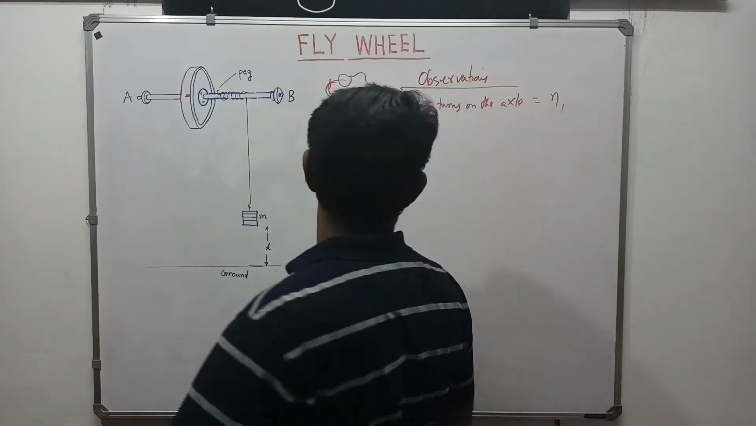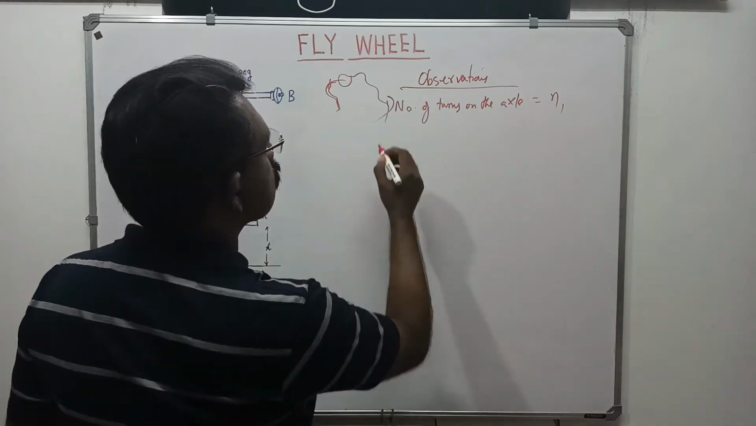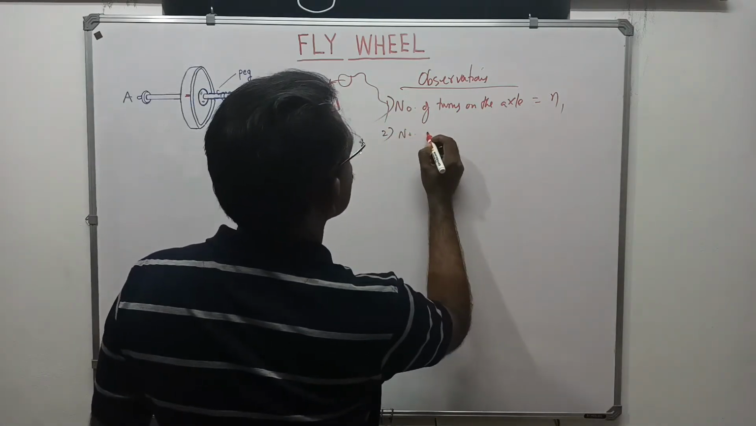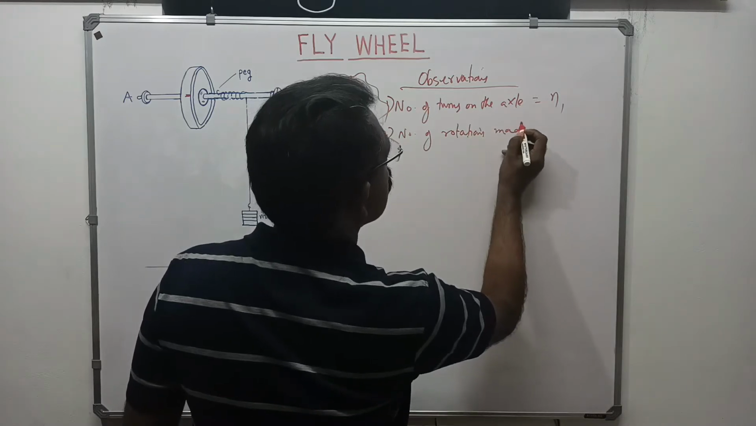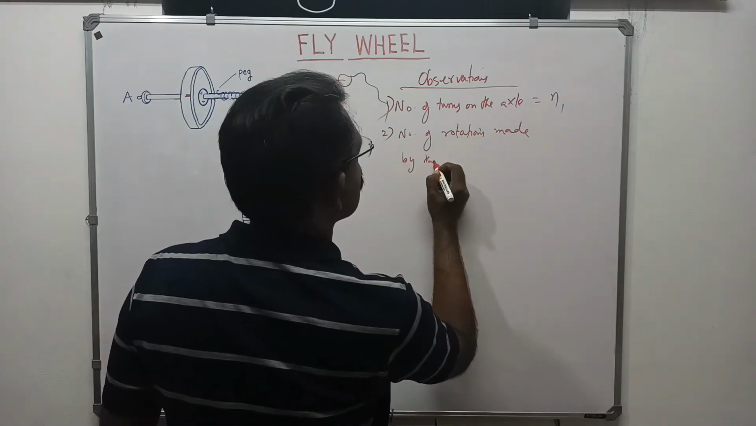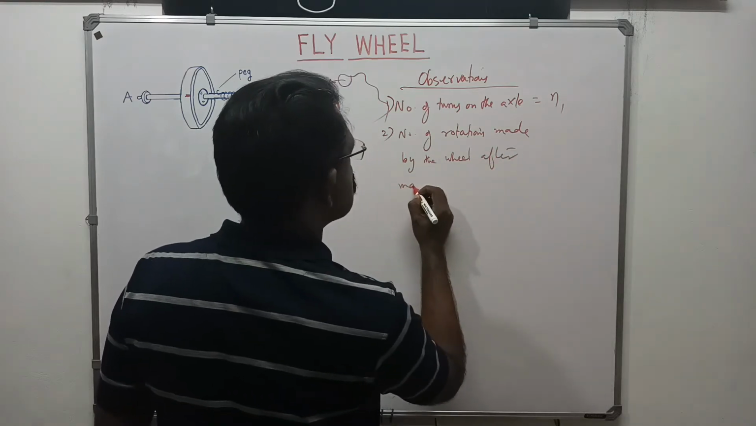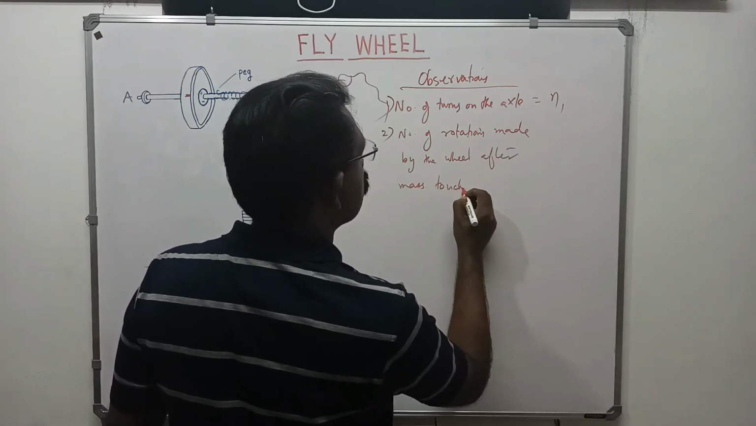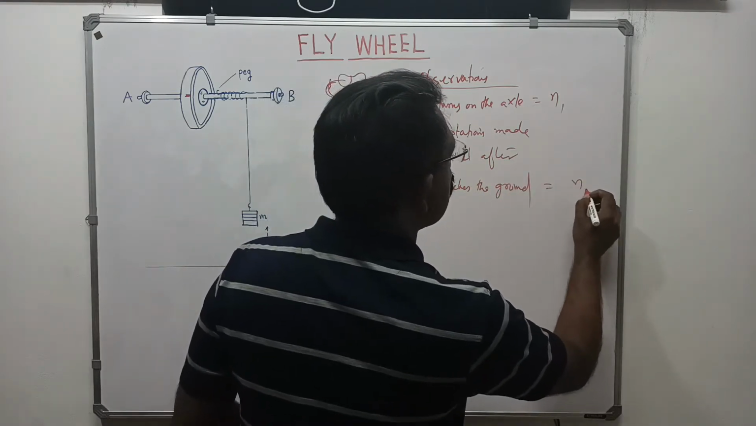So that is the second one. This is the first observation; the second one is the number of rotations made by the flywheel after the mass touches the ground, taken as N2.